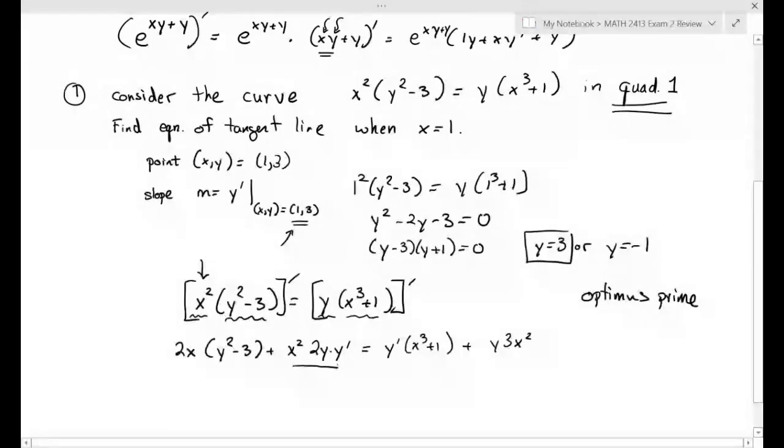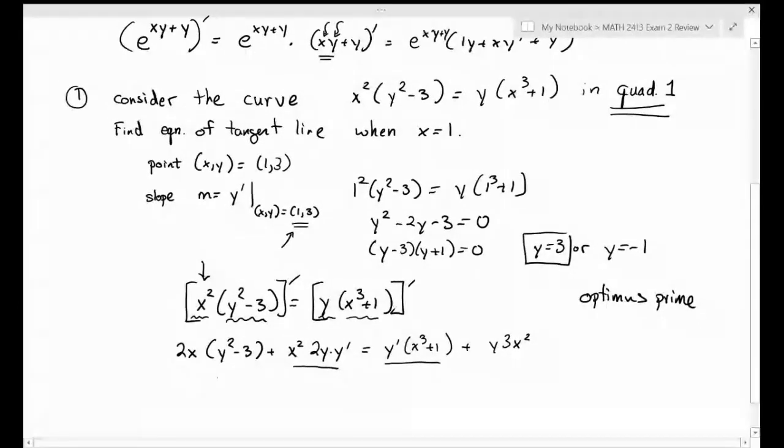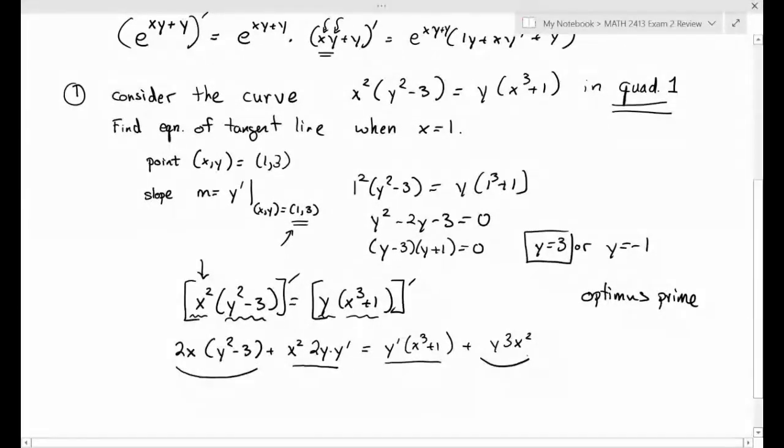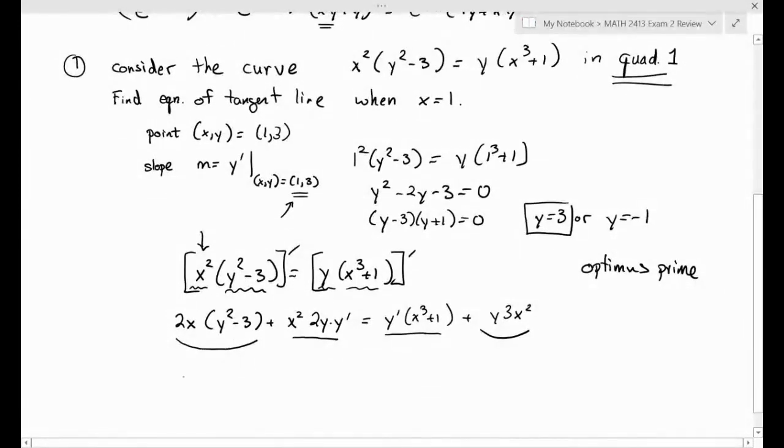So we are going to take any terms that have a y prime in them and bring them to one side. And any terms that do not, we're going to bring to the opposite side. Right, so just subtract that over.